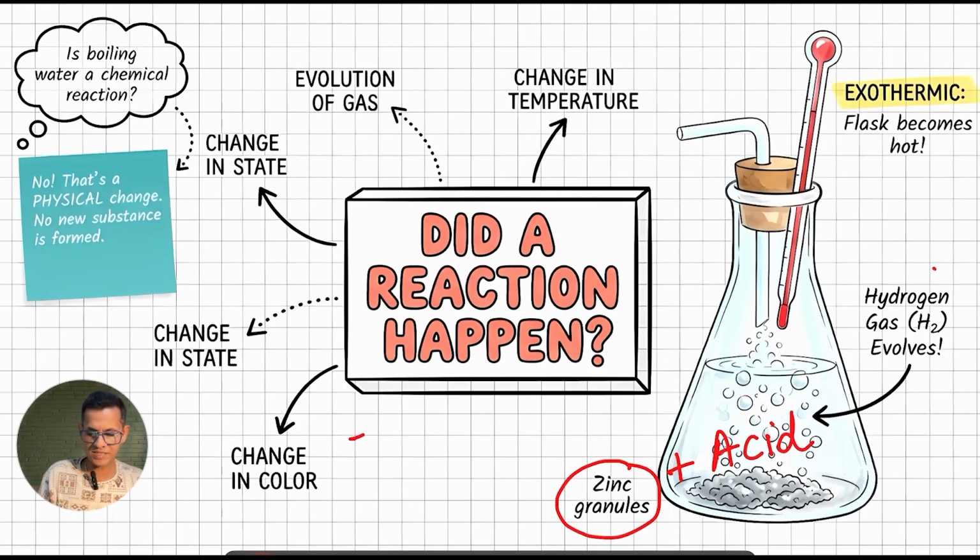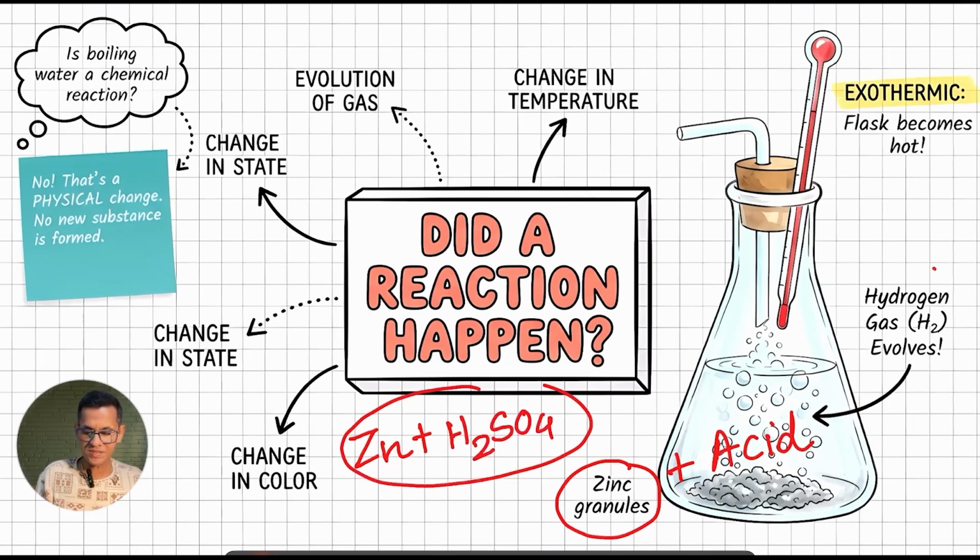So the reaction is basically zinc plus an acid like sulfuric acid. When these substances react, you will see bubbles in the flask or test tube. Evolution of bubbles means some gas is being released. In this case, the gas released is hydrogen, which is one sign that the reaction is happening. Or the flask becomes hot. If you touch the test tube from outside, you will feel the heat, which is one more sign that a chemical reaction is happening.